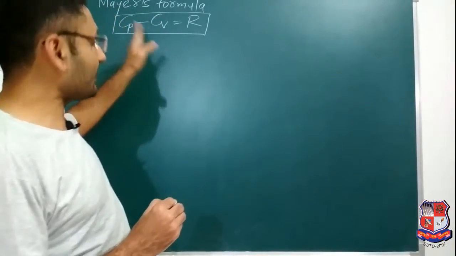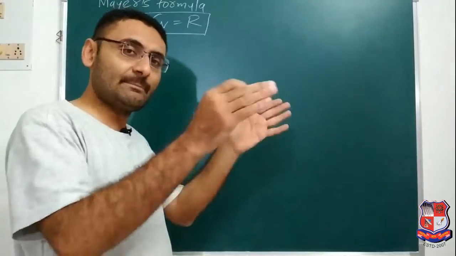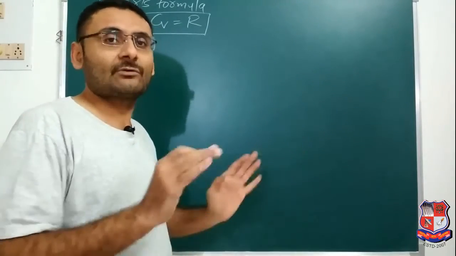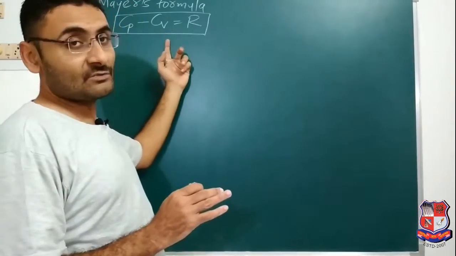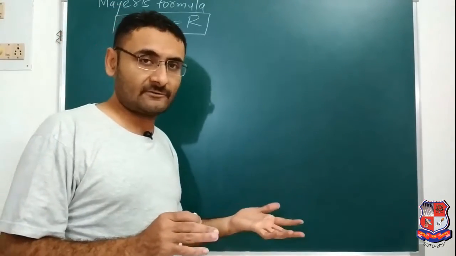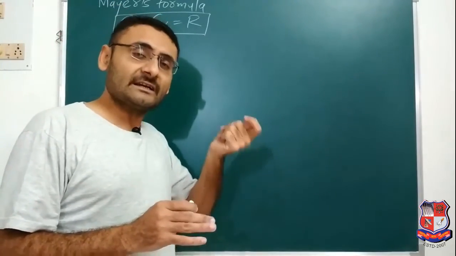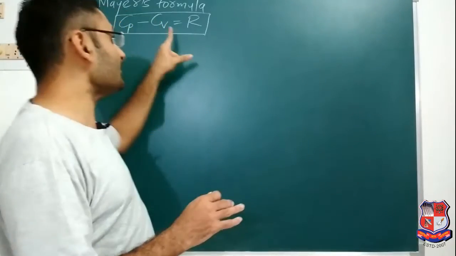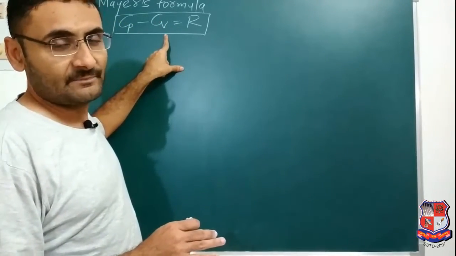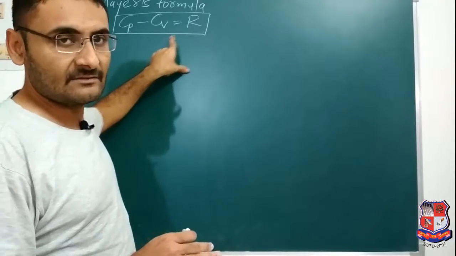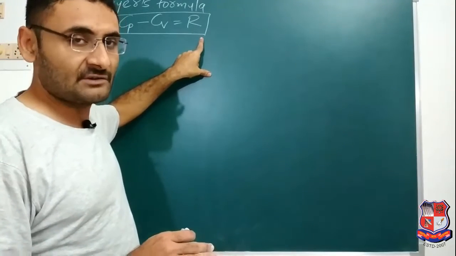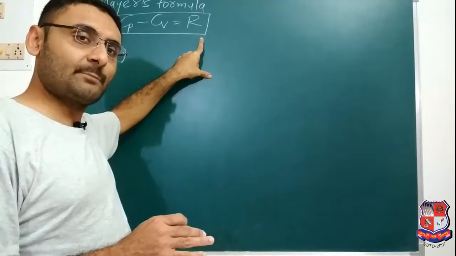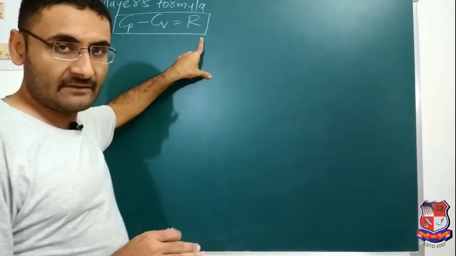Specific heat at constant pressure means keeping the pressure of the substance constant. Specific heat at constant volume means, once again, the amount of heat required to increase the temperature of a unit mass by 1 degree centigrade while keeping the volume constant. So that is all about Cp and Cv. And R is the universal gas constant, whose value is 8.314 joule per mole Kelvin.